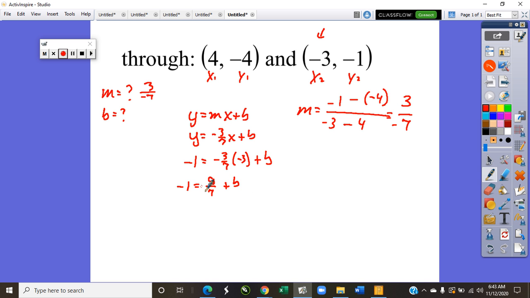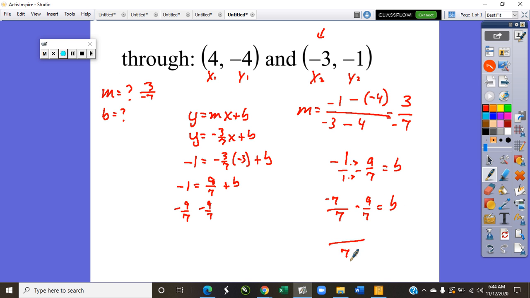What I need to do now is get this b by itself. What's in its way? I have this 9/7 here. I'm going to subtract 9/7 from here and 9/7 from here. So if I have -1, and I'm going to make this into a fraction over 1, minus 9/7 equals b. I've got to have the same denominator, so I'm going to make this a 7. 1 times 7, what's negative 1 times 7? Negative 7 minus 9/7 equals b.